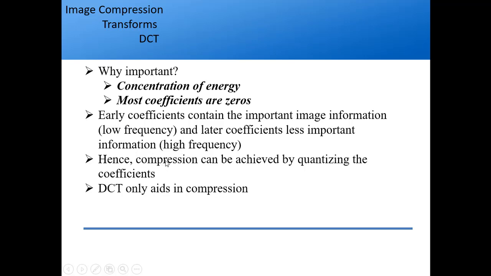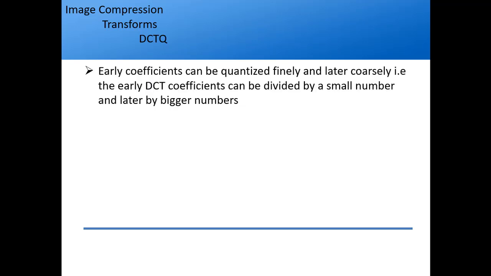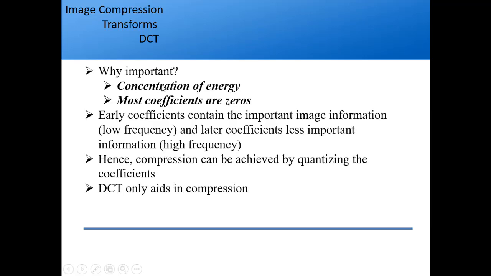Hence compression can be achieved by quantizing the coefficients. What will we do? We'll have a set of numbers. We'll divide the low frequency numbers by low values, or we'll quantize them finely, and the later coefficients we'll divide by high values, so that they go to 0 because they are not important. So DCT only aids in compression, but what is achieving the compression is this quantization. That is very important. DCT itself cannot give compression. Quantization is what gives compression. That is why I have just mentioned DCT here.